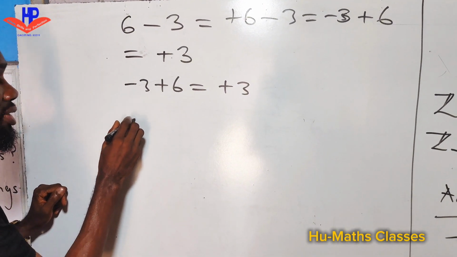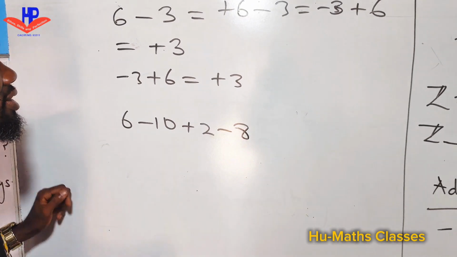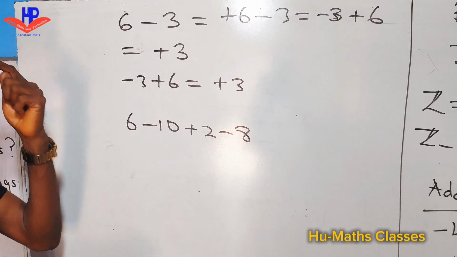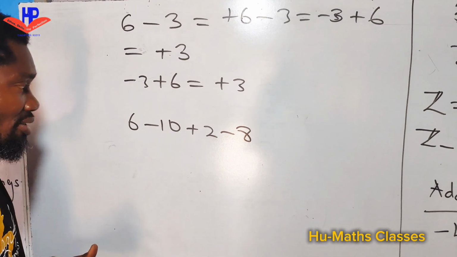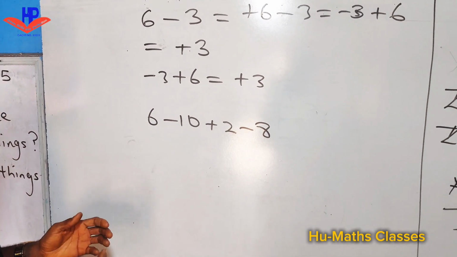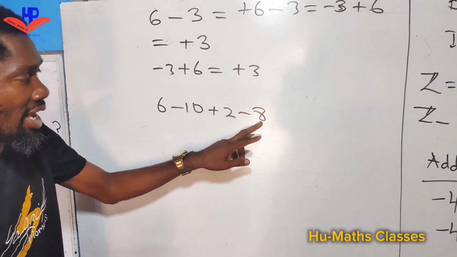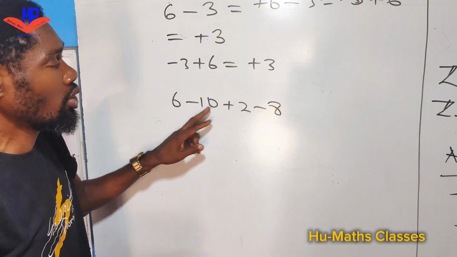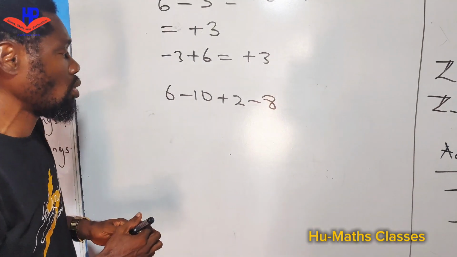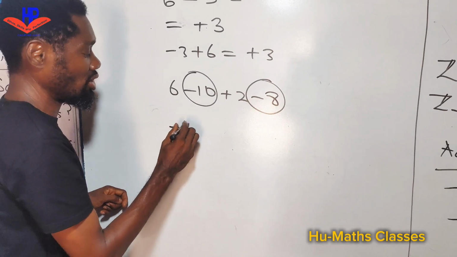What about 6 minus 10 plus 2 minus 8? This is another long chain of numbers. If you look at it carefully, what are the numbers that you are owing? You're owing 10 and you're owing 8. So you owe minus 10, you also owe minus 8. The total number you're owing, you can circle them. What you're owing is minus 18.